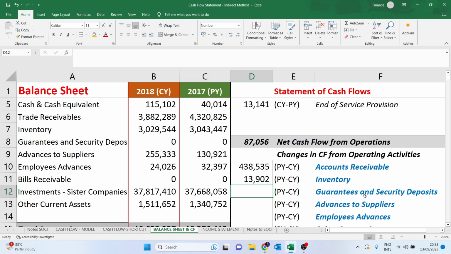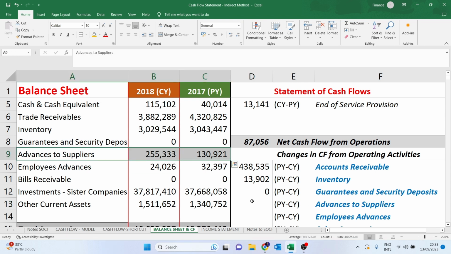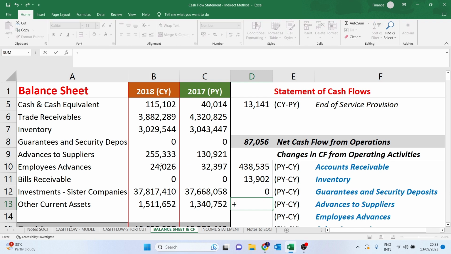Okay. Now guarantees and security deposits. You can see the guarantees and security deposit. This is zero, even though we can just make it. Okay. Then advance to suppliers. Yeah. What are the changes to advance to suppliers? Here is the advance to suppliers. So we will apply the formula PY minus CY.